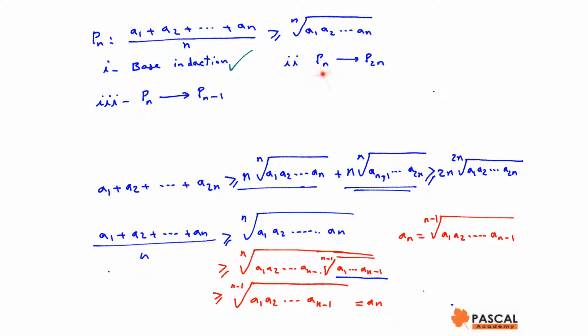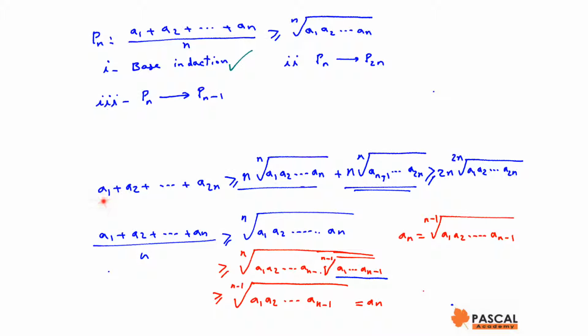The second step of the induction is if Pn is true, then P2n is true. That means if the arithmetic geometric mean inequality is true for n, then it is true for 2n. And the third step is if it is true for n, then it is true for n minus 1. This induction is done by Cauchy. It's a very special way, and let's prove the steps.